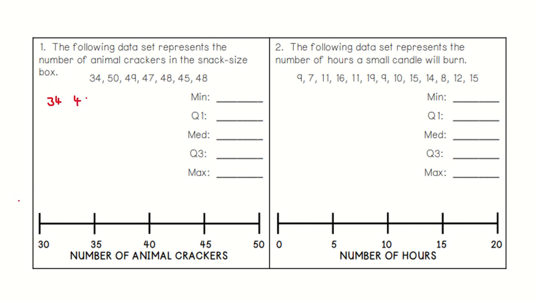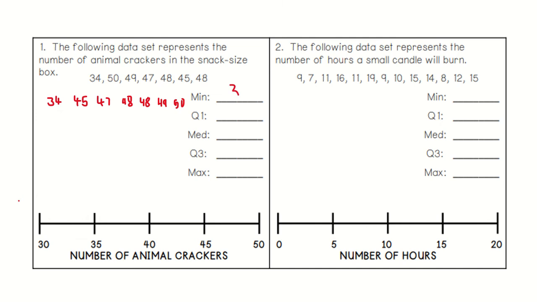45. Then 47. We have 2 48s. We have a 49 and a 50. It's just hard to write really small. And 50. Let me double check that I didn't miss anything. There was 1, 2, 3, 4, 5, 6, 7 numbers, and I have 1, 2, 3, 4, 5, 6, 7. Okay.